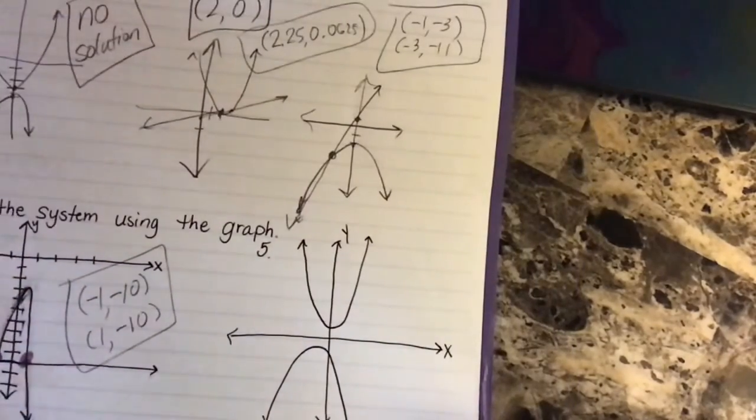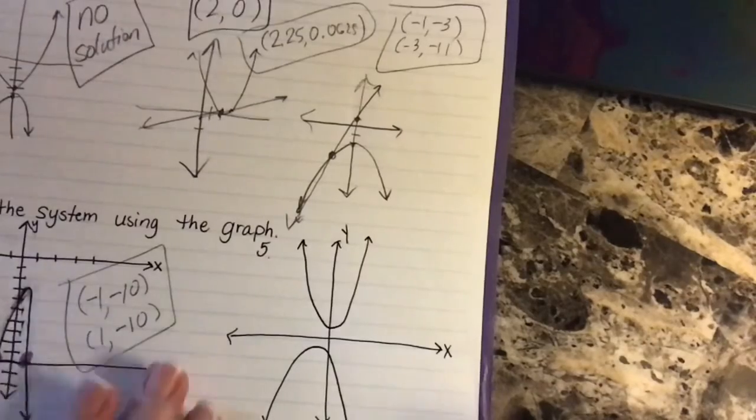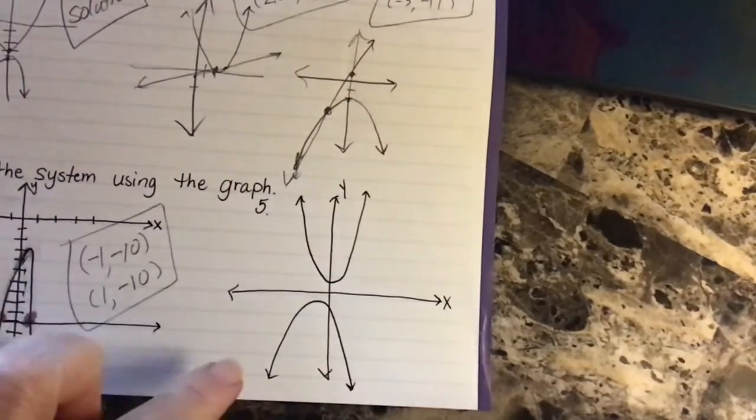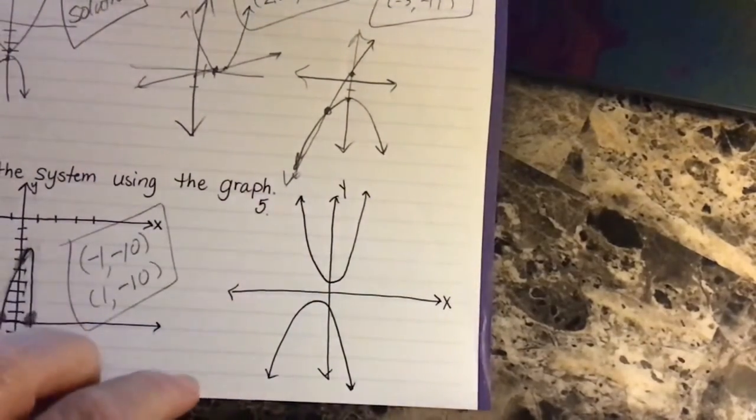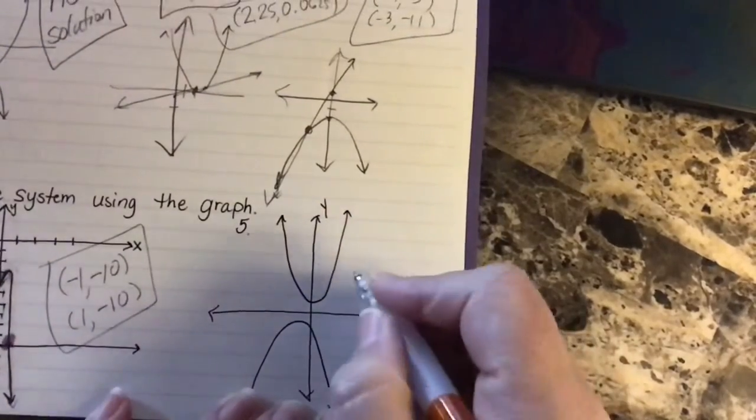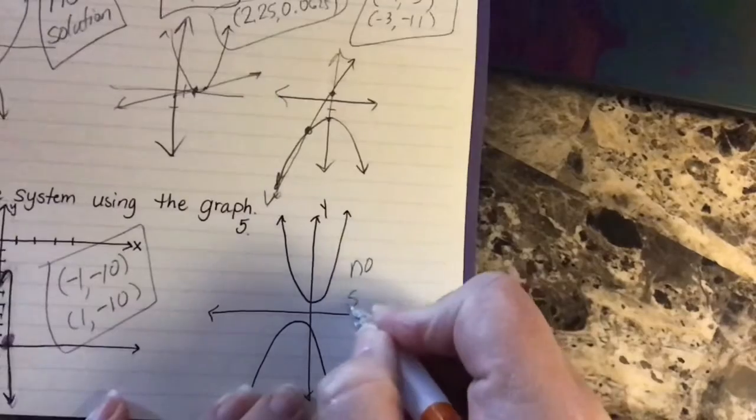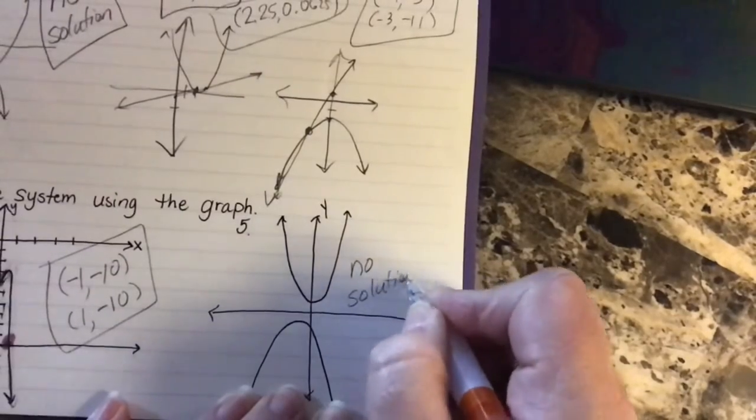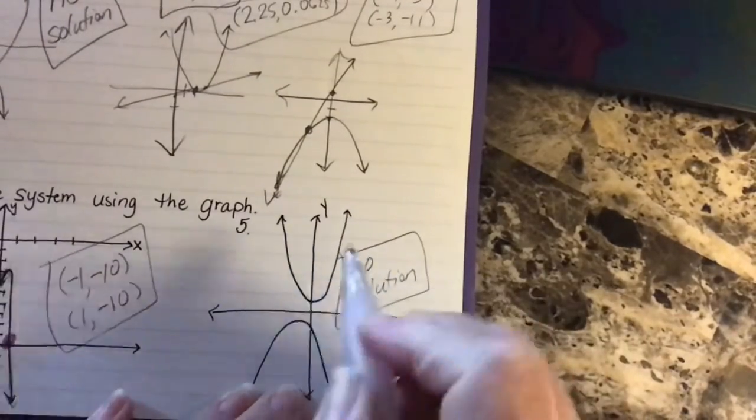Then for the last one, when I look at this graph of these two parabolas, where do they cross or intersect? Well, they do not cross or intersect. So this one is like number 1, the answer is no solution. Okay.